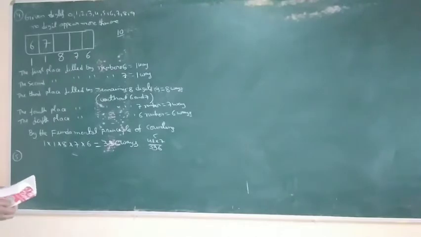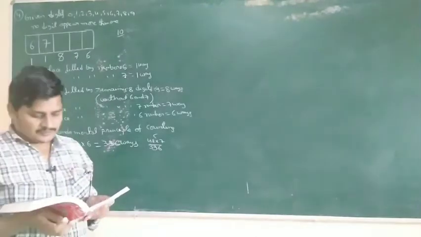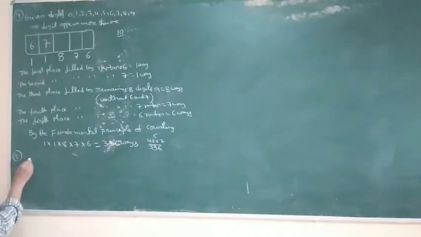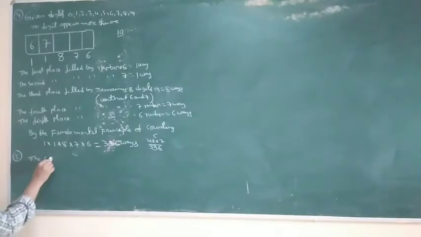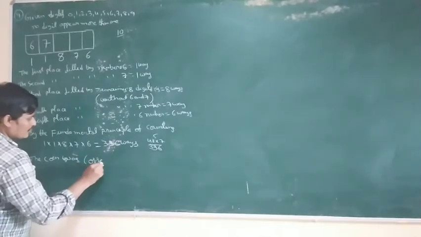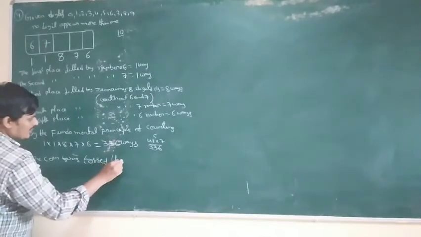Next problem: a coin is tossed 3 times and the outcomes are recorded. How many possible outcomes are there? The coin was tossed 3 times.